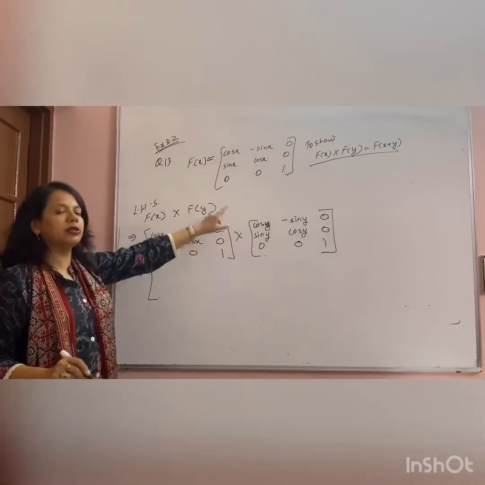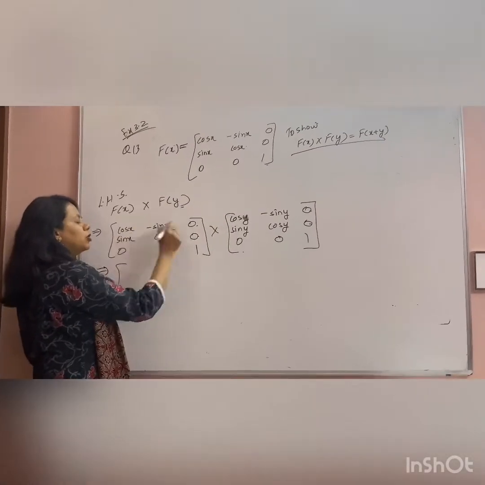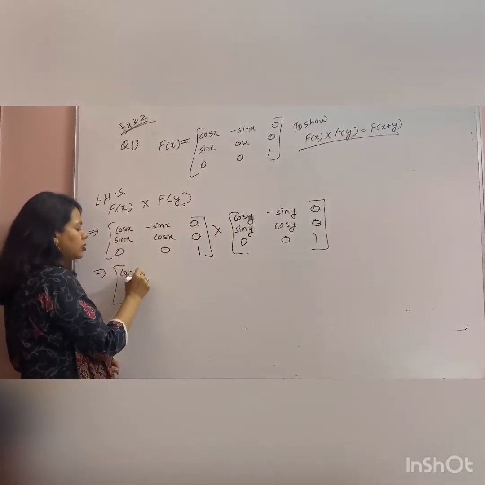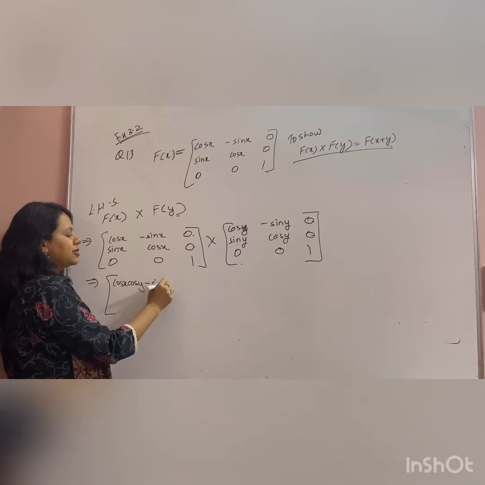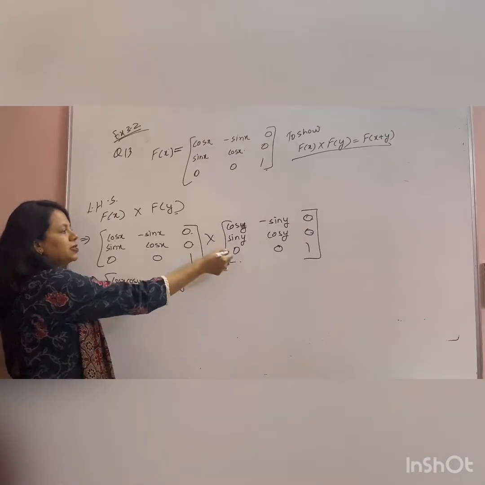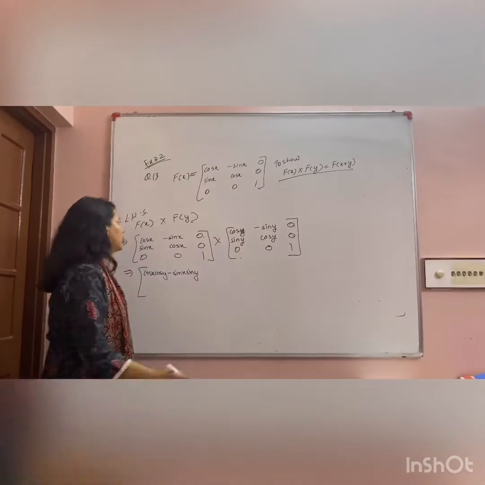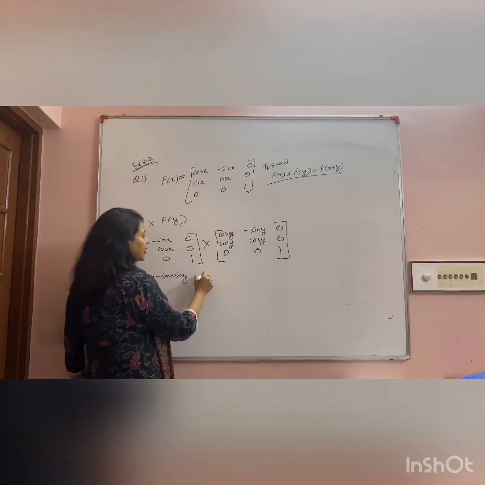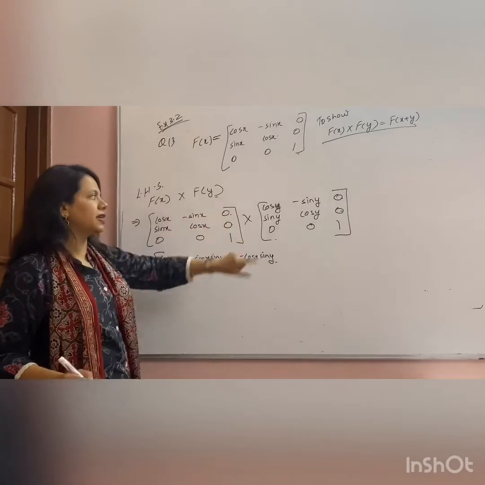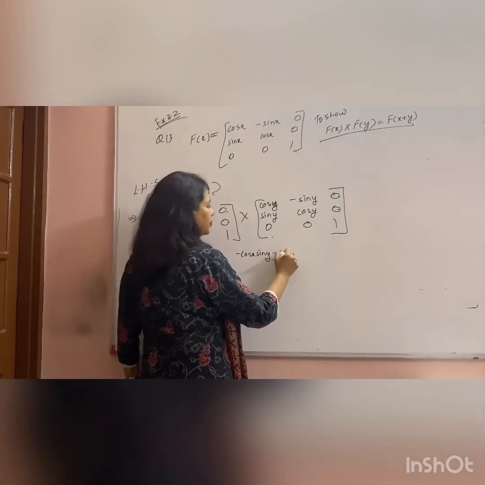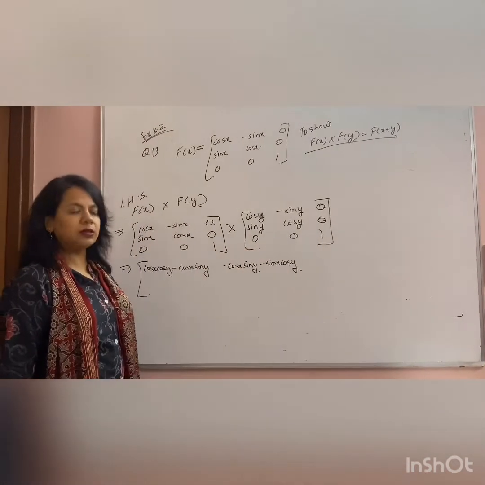So first row into the entire first column would give me the first element. So let's see how we perform. Cos x into cos y, so cos x cos y, minus sin x into sin y, so minus sin x sin y, plus 0 into 0. So I am not writing that particular down. Now first row, second column. So cos x into minus sin y gives me minus cos x sin y. Then minus sin x into cos y, plus 0 into 0.